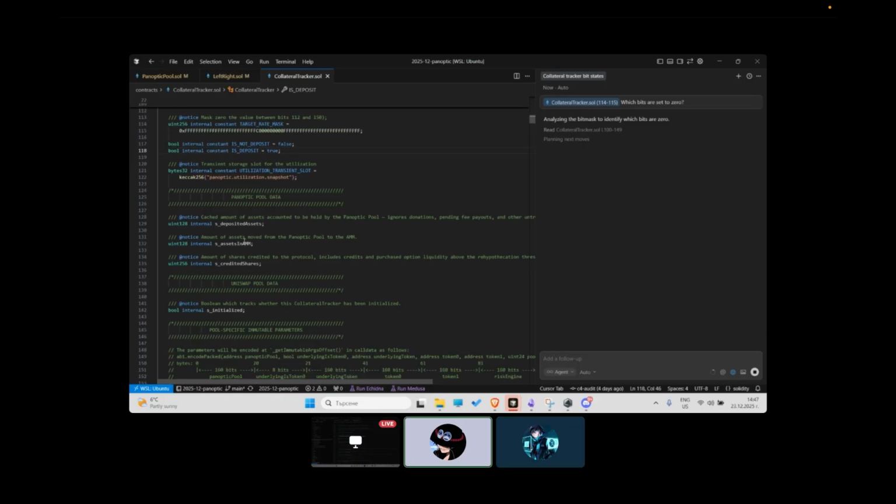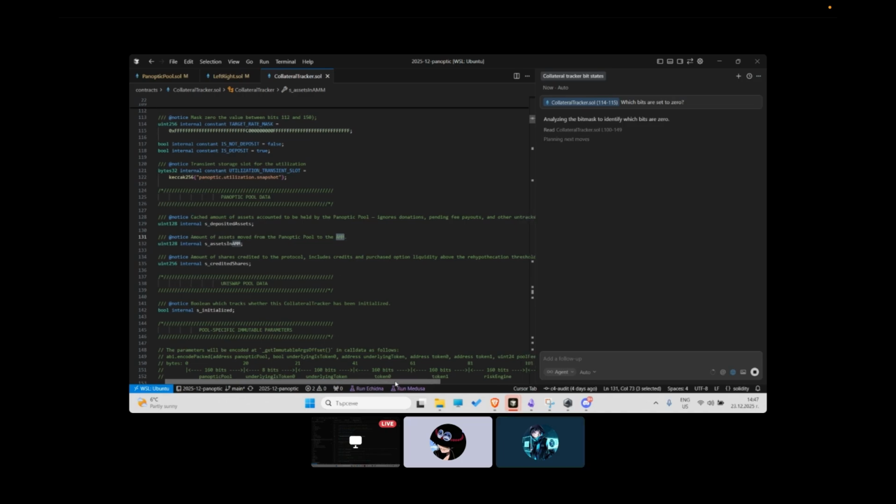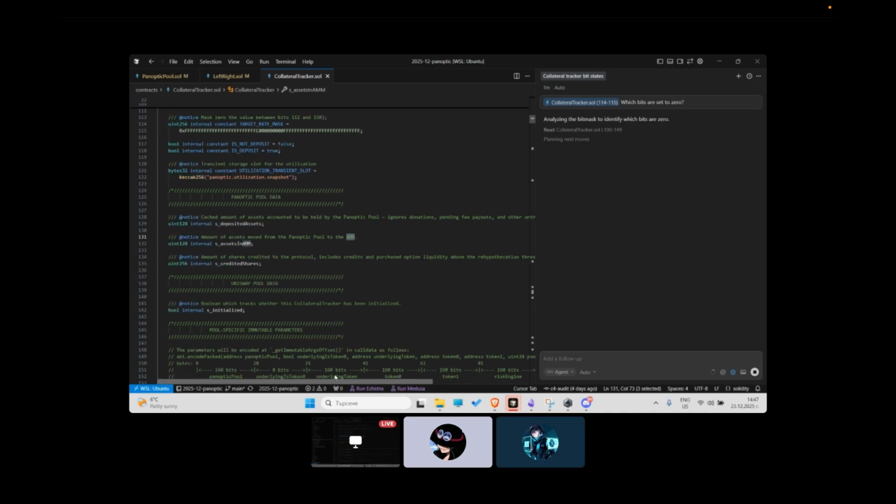Listed assets by AMM. Do they mean Uniswap? Probably, yeah. It could be any AMM, I don't know. So they have some credited shares. Okay.